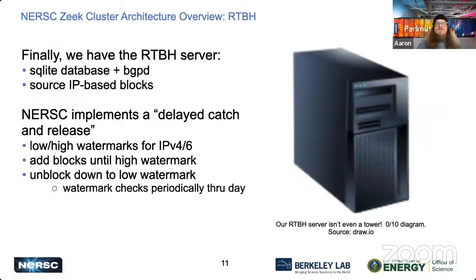And then we've got our remote triggered black hole server. Nothing super crazy about this. We've got just a standalone system that's running an SQLite database and BGPD. We have a low watermark and a high watermark. We don't need to know exact numbers right now, I don't think. But basically, once we get to that high watermark, we unblock a bunch of IPs such that we are back down to the low watermark, and we do that in a way that the oldest IPs are unblocked first.